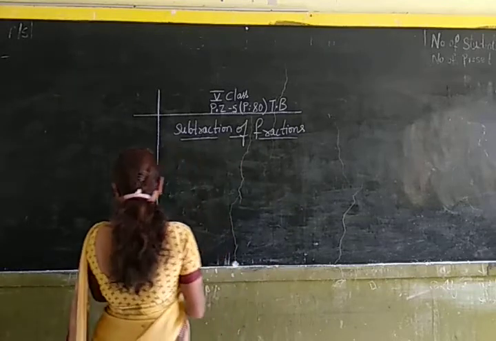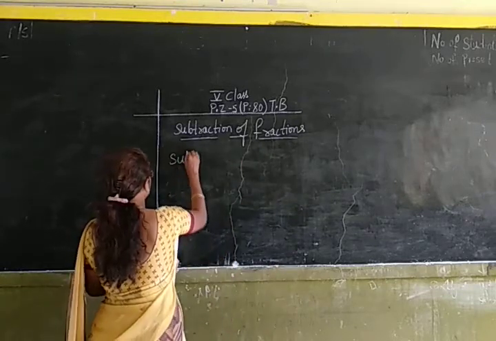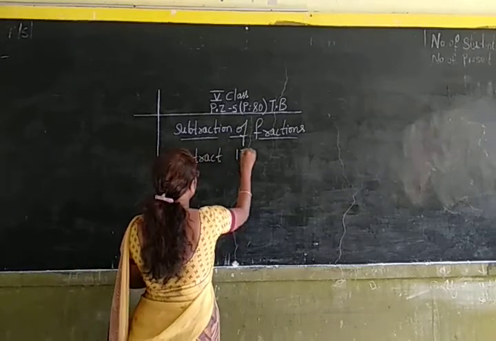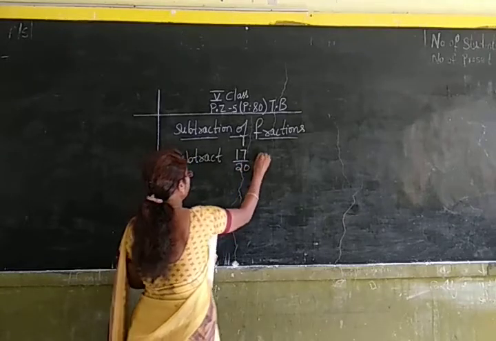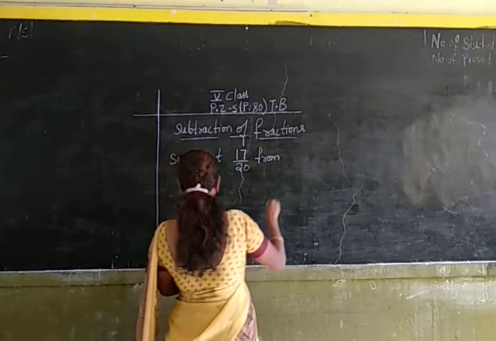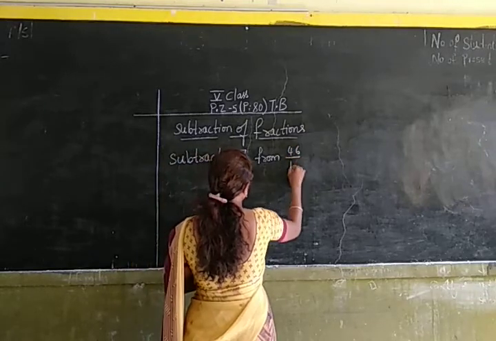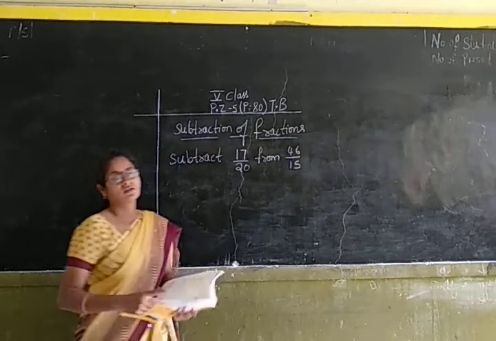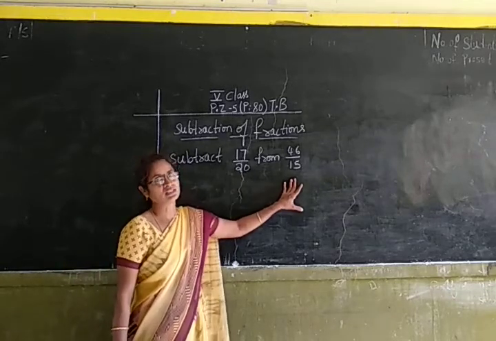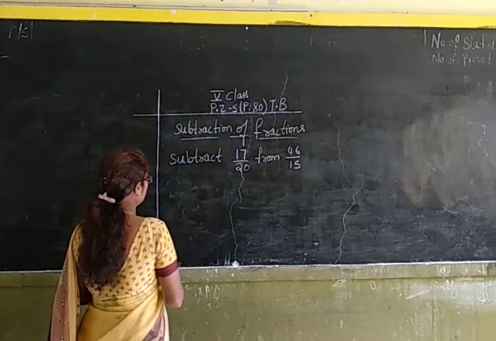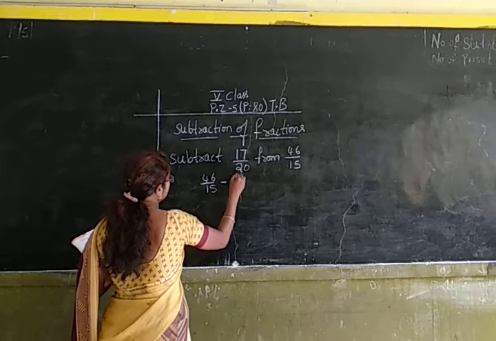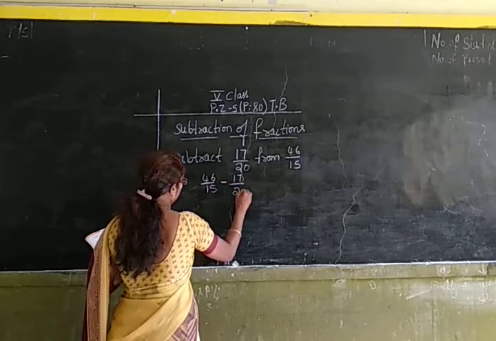Let us now subtract 17 by 20 from 46 by 15. Okay children? Now let us try to subtract 17 by 20 from 46 by 15. So, 46 by 15 minus 17 by 20.